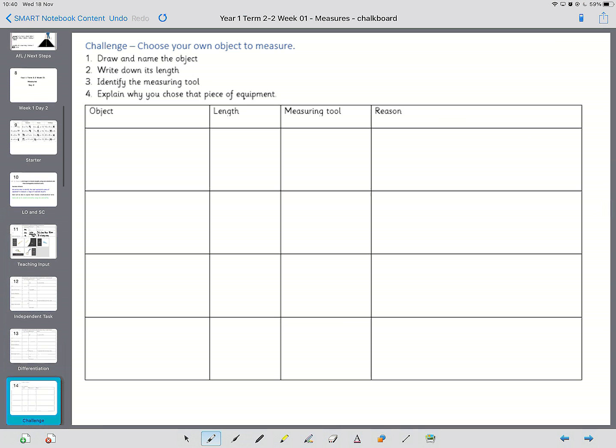What you can use is this. You can write down the object. You choose 3 or 4 objects around the house. Decide which measuring tool you're going to use. If you've only got a ruler, just do it with a ruler. That's fine.